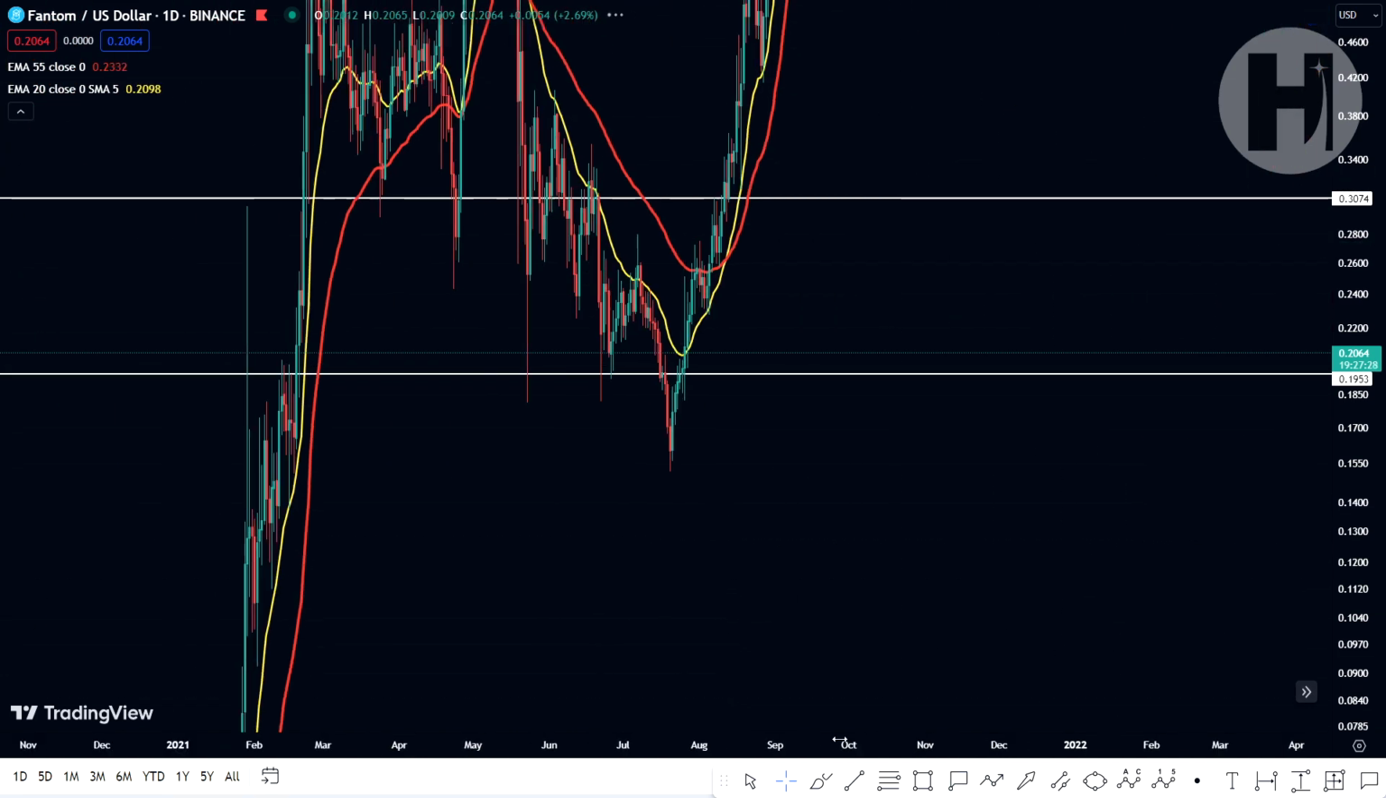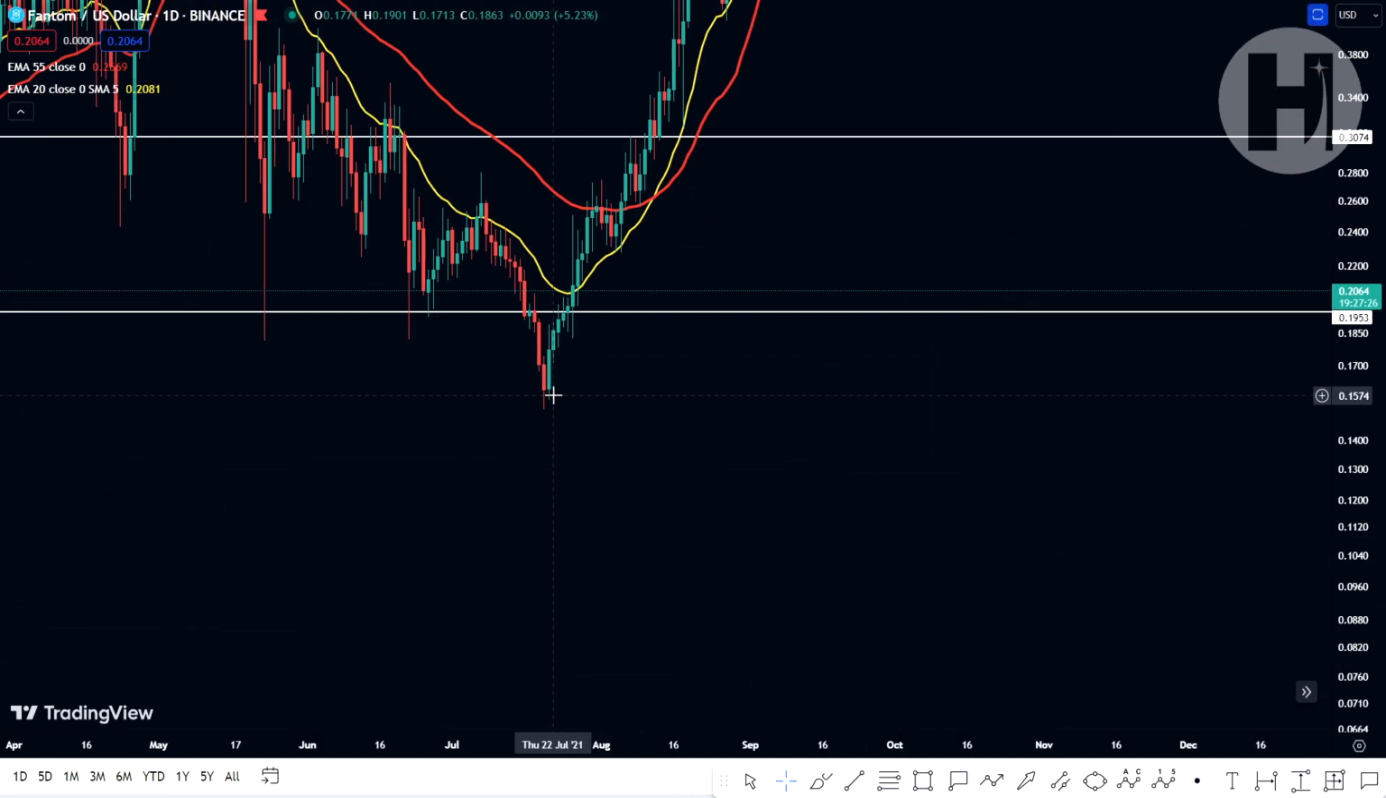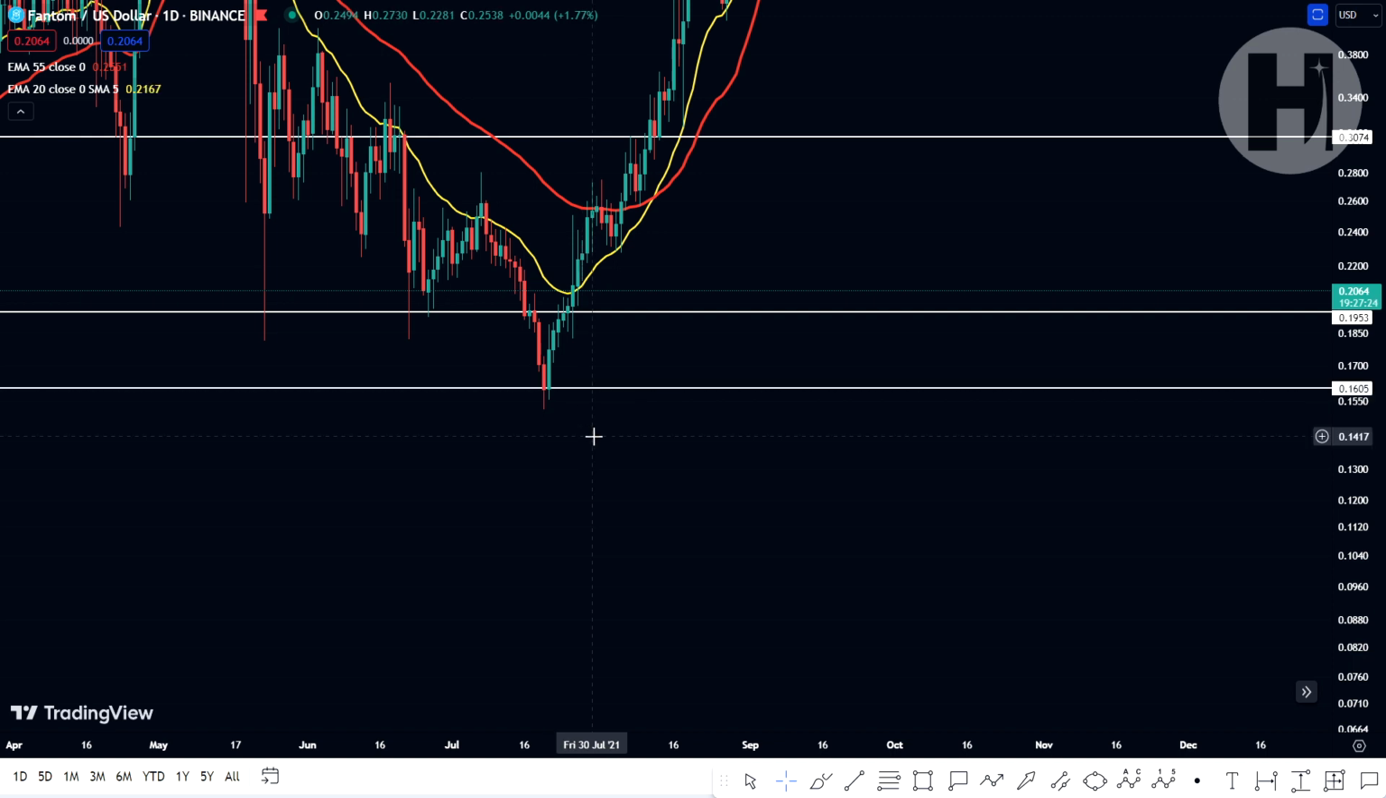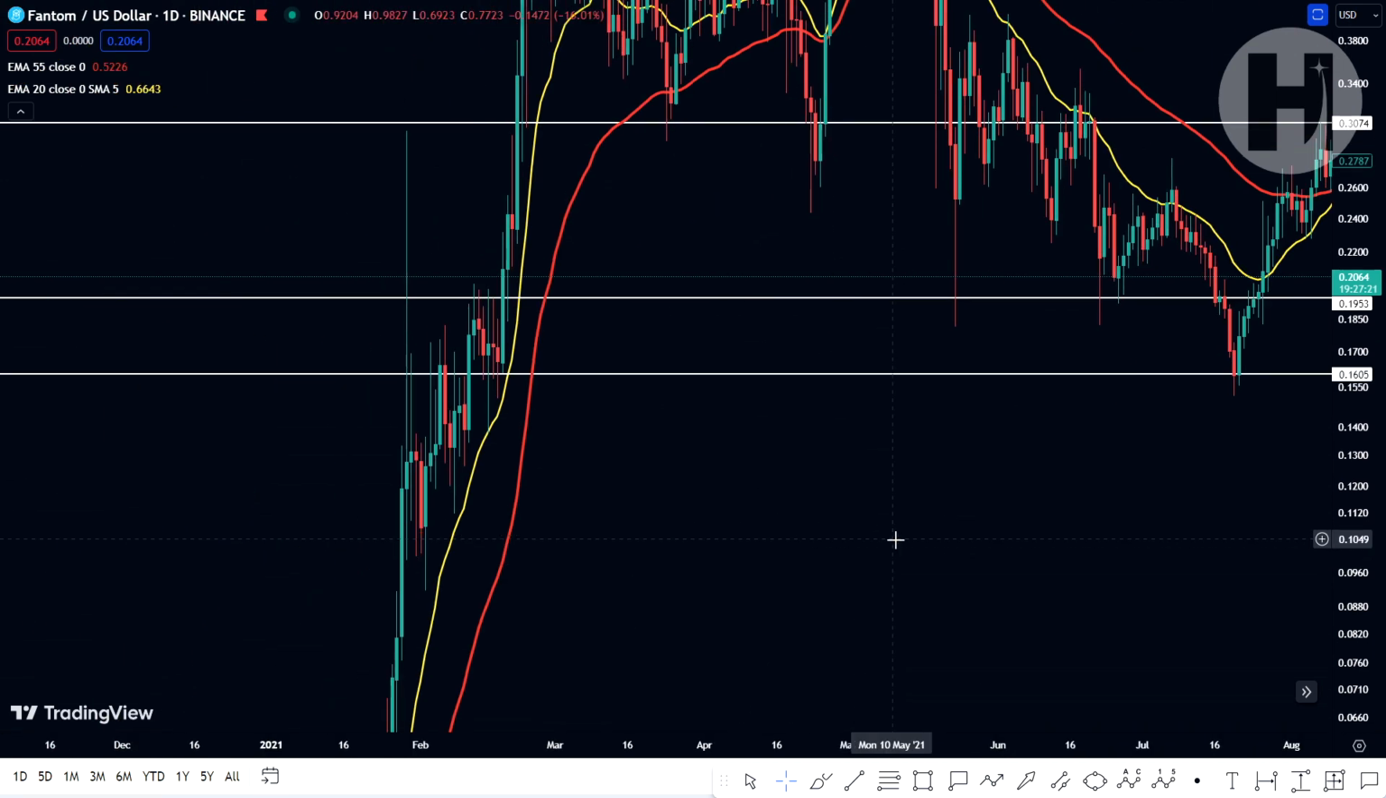Now, if we're going to be looking at lower prices, you can always come back to this July 2021 low. That's sitting at 16 cents.